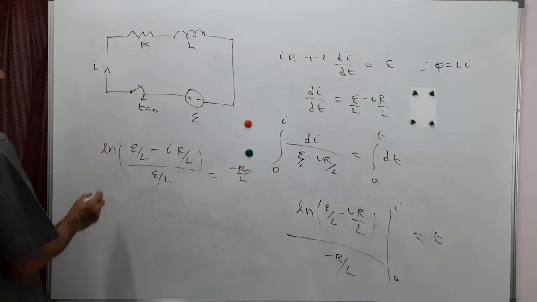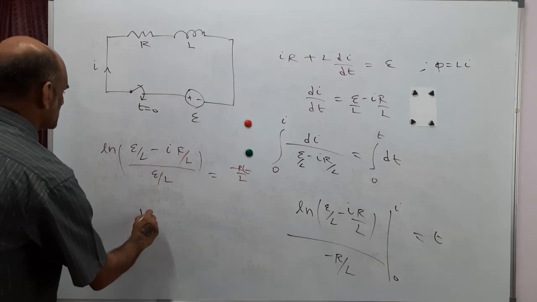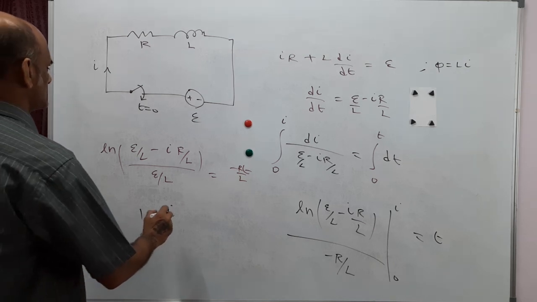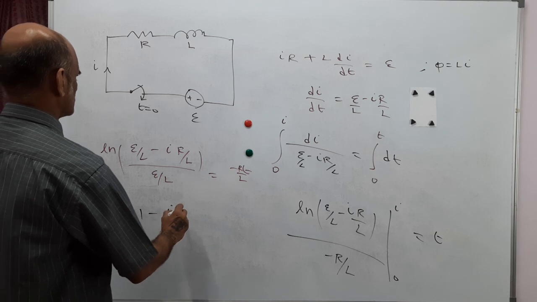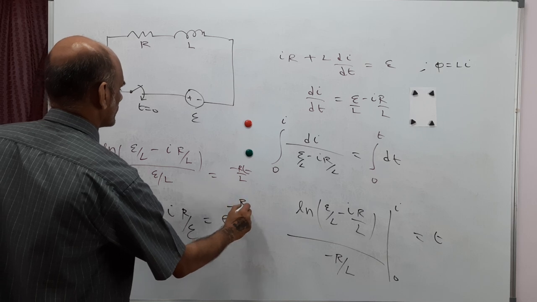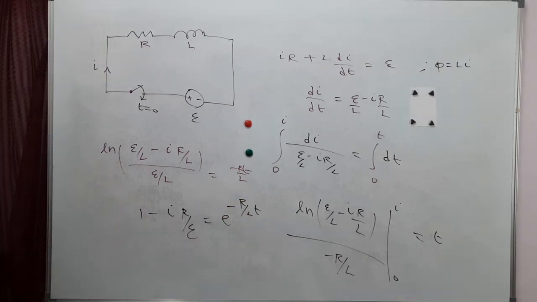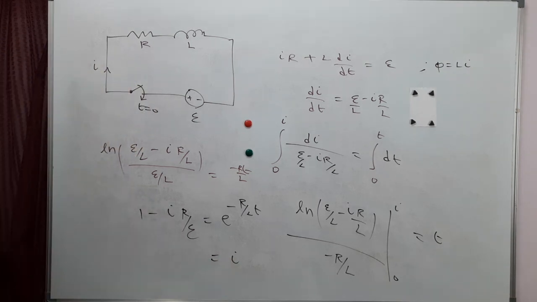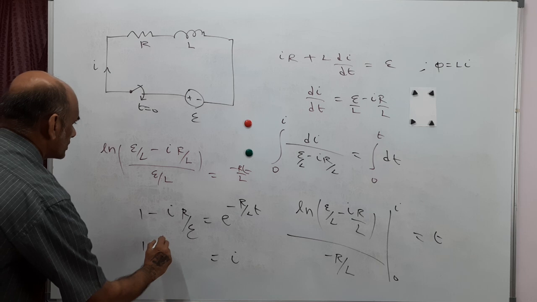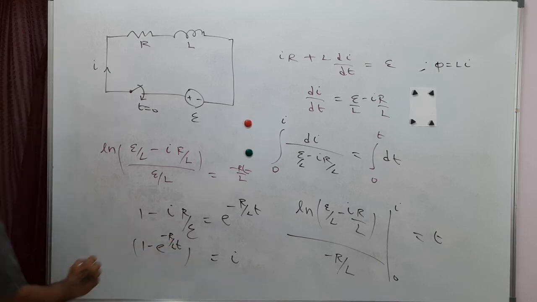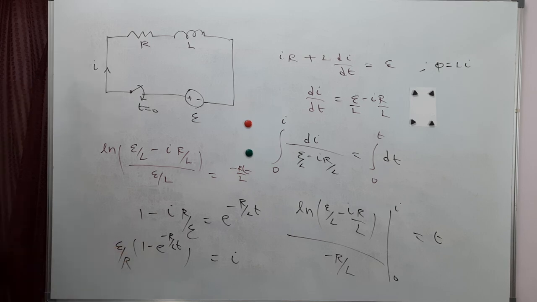So now taking e to that side will become 1 minus I into... so this will give me the final thing, I as a function of time, as 1 minus e to the power minus t by tau, into E by R. So this is how the current varies as a function of time.